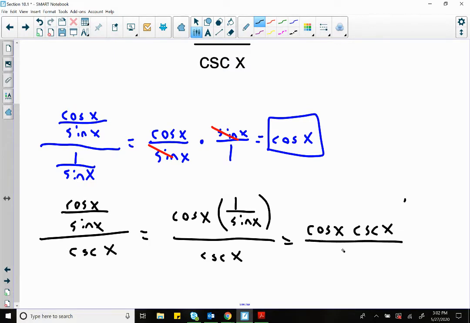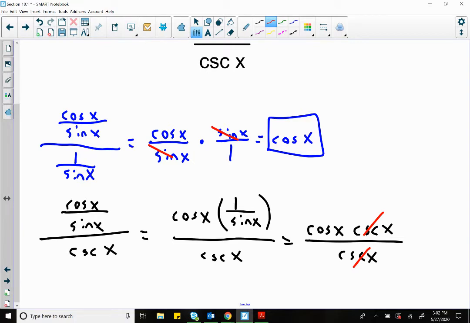And on the bottom, I have cosecant. Well, what's going to happen between my two cosecants? Just like before, they cancel out. What's left? Cosine x.